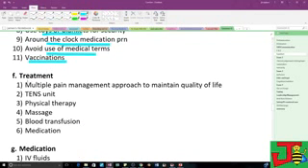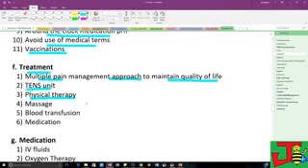Now let's talk about treatment. Treatment will be multiple pain management or multiple approach to maintain the patient's quality of life because they're always in pain. They just want it to stop. So we're going to use multiple approach to treat the pain. We could use TENS unit. I use this. This is really good. We could tell them to do physical therapy.